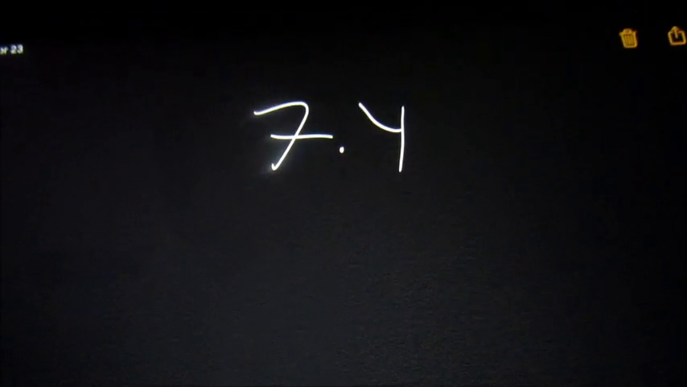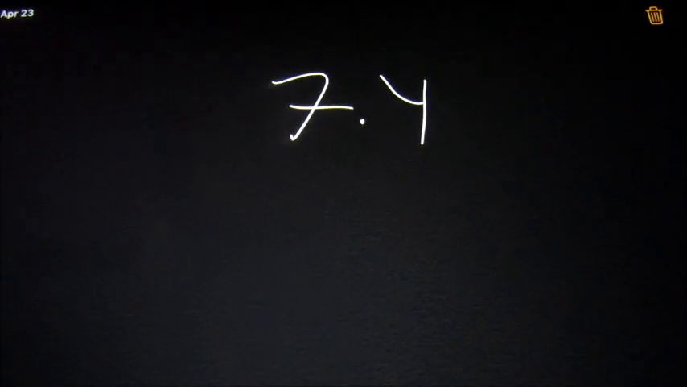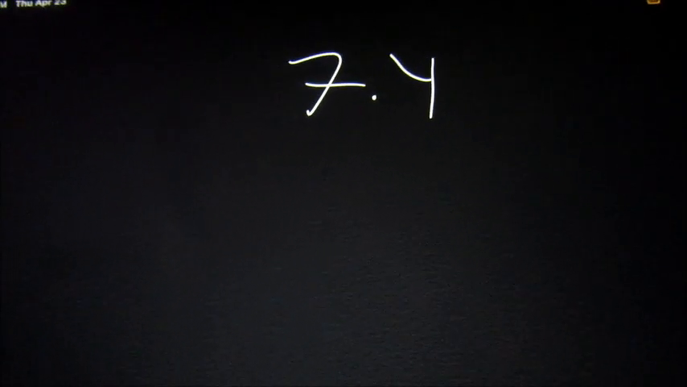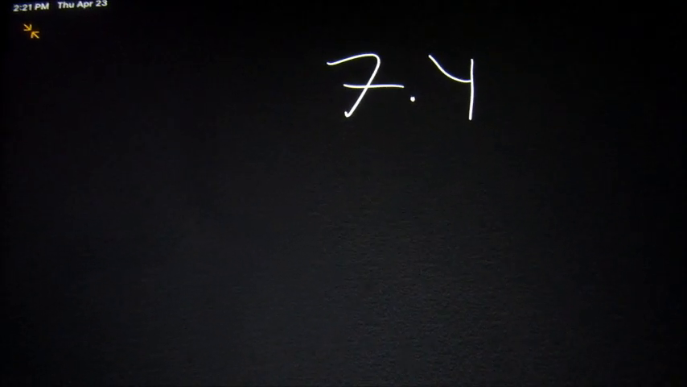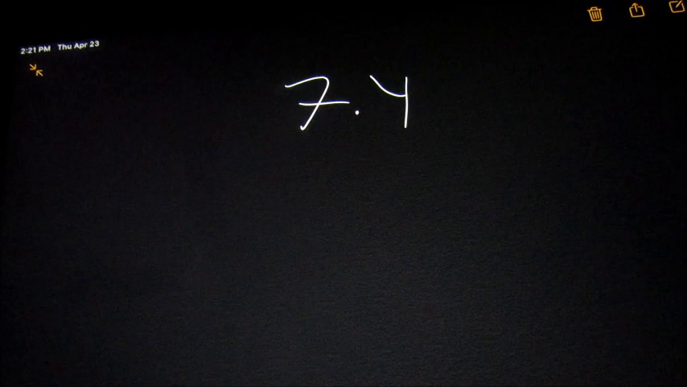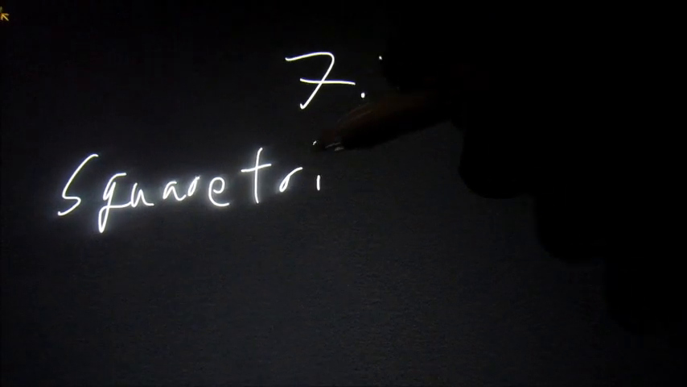In 7.4, we're going to do some special types of trinomials. One of them is actually a binomial, and of how to factor those. And if you remember in the previous chapter when I said that you should learn some of these shortcuts, here's where that becomes useful. So the first thing we're going to do is a square trinomial.